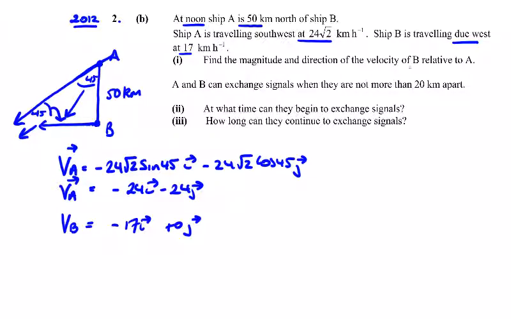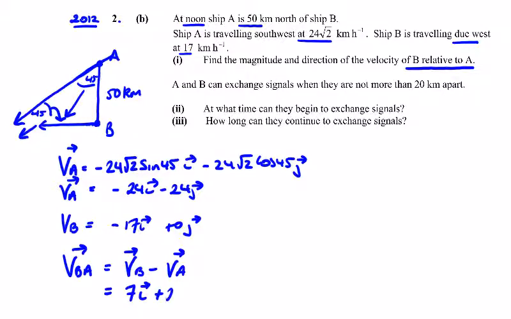And in part 1 we're asked to find the velocity of B relative to A. Velocity of B relative to A is the velocity of B minus the velocity of A. So it's going to be minus 17 minus 24, so plus 24, so that's going to be 7 in the i direction. And we're just going to have 0 minus 24, so plus 24 in the j direction.